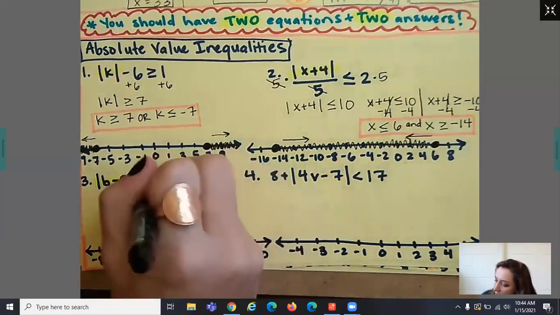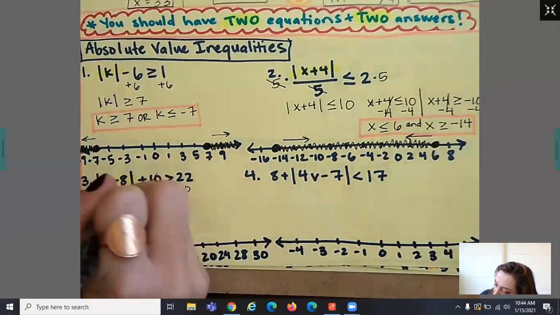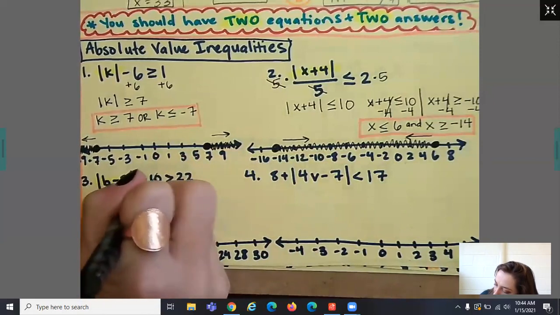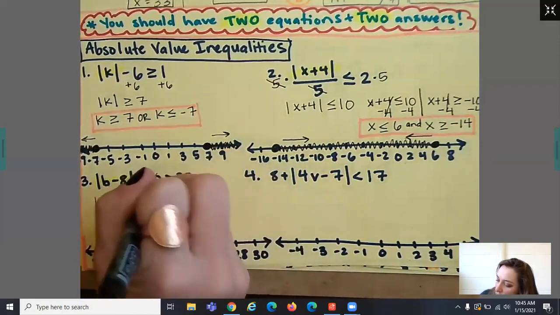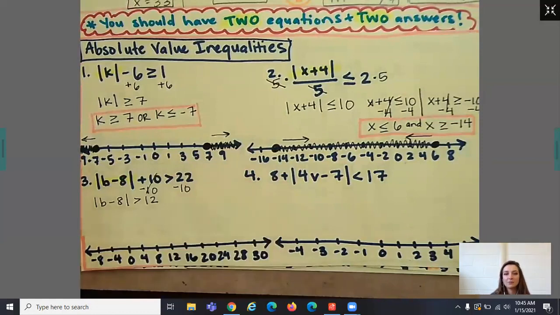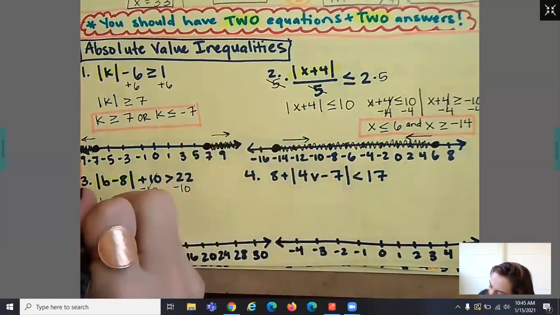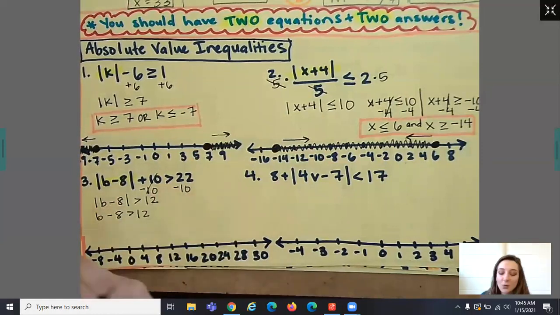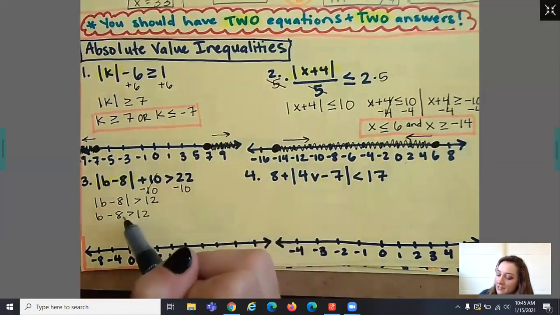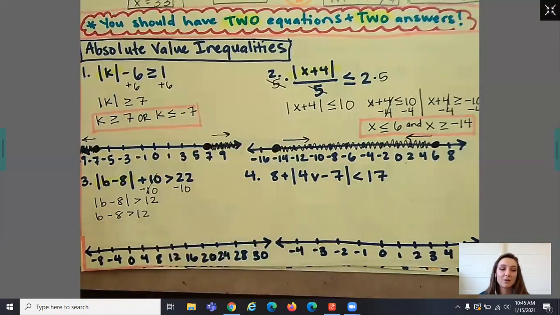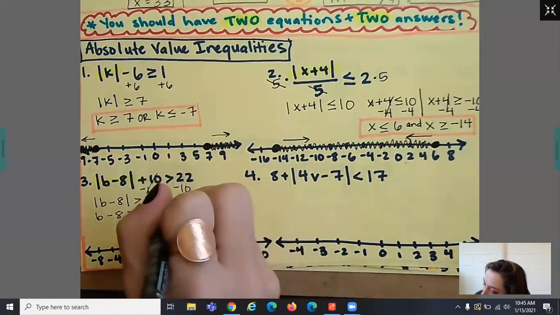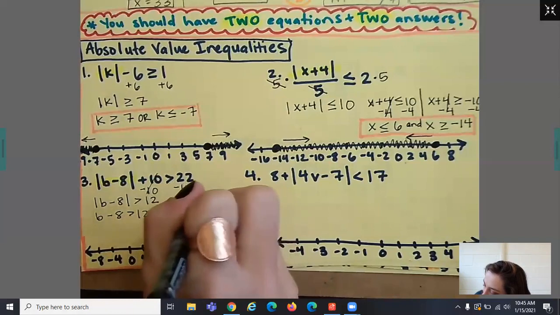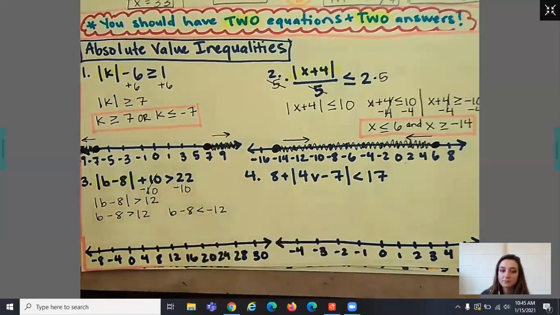Okay, so subtracting 10 from both sides, we're going to get the absolute value of b minus 8 is greater than 22 minus 10, which is 12. So now we do have our absolute value by itself. So now we can drop the absolute value signs and make our two equations. Our first one is going to be the same. B minus 8 is greater than 12. And then our second equation is going to be flipping this inequality sign and making the number on the other side negative. So this is going to be b minus 8 is less than negative 12.